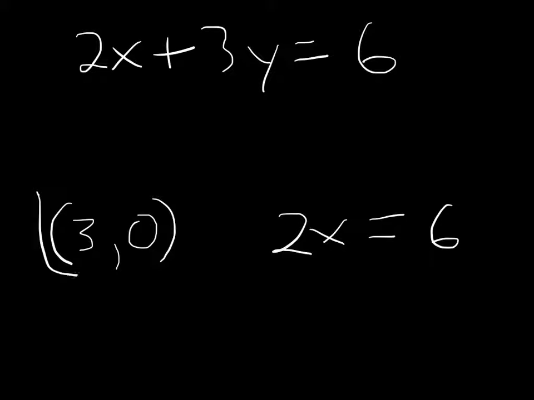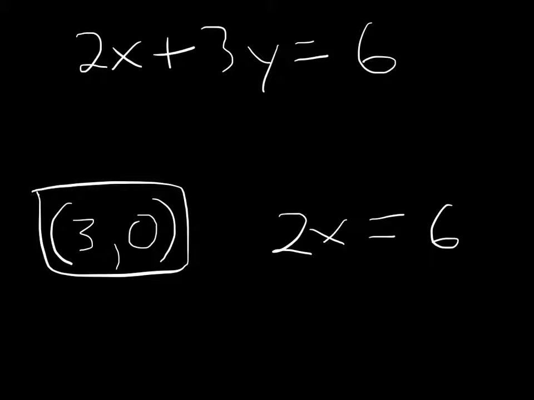Now notice I'm writing my x-intercept as an ordered pair. It's an x and a y coordinate, not just x equals 3, but x equals 3 and y equals 0. If you don't have both, you don't actually have a coordinate.